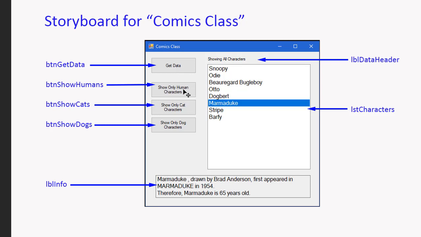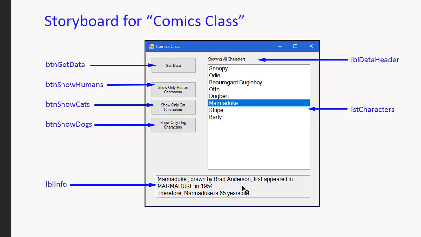So they need to load the data before they can query the different types of characters. Then I have a list box over here named LST characters. That's going to be where we're going to show the different characters, either all of them or the humans, the cats, and the dogs, and which characters I'm showing will be displayed in this LBL data header label.